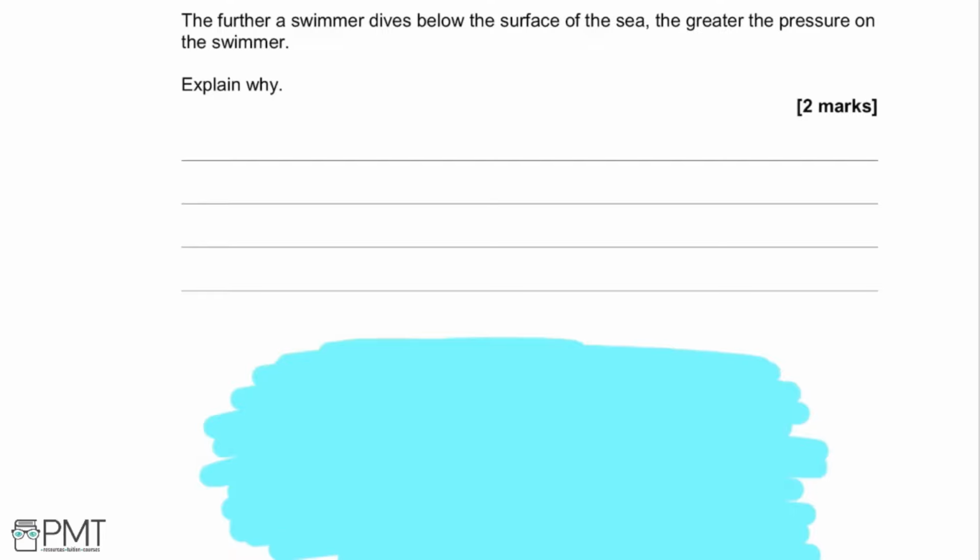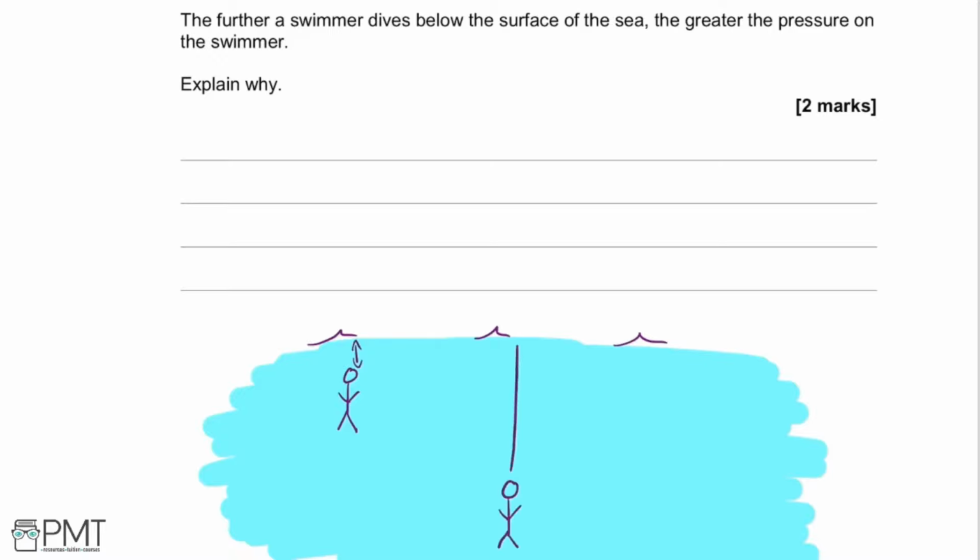So now, if we have a swimmer and they're up at the top or near the top of the sea, so if this is the surface, then there's not a lot of water above them, as you can see here. If they then swim down and they're further down, they're down here, there is now more water above them, and this is the key.